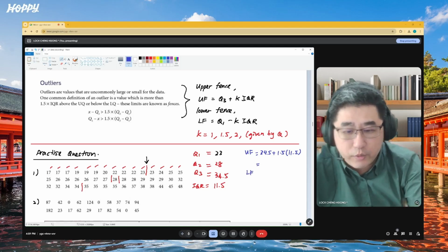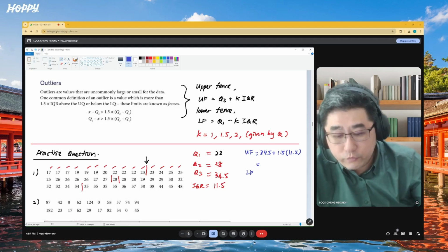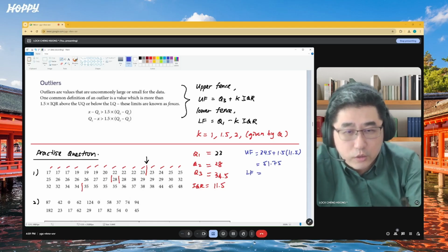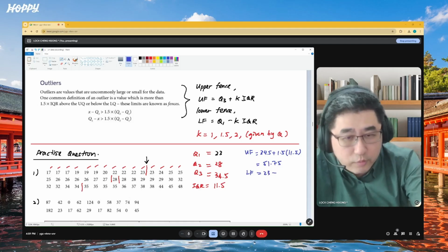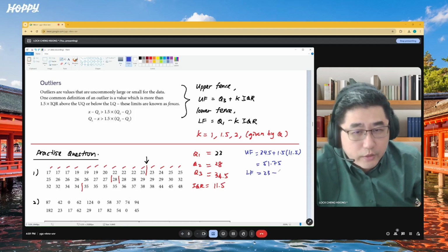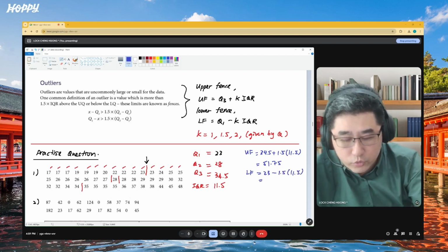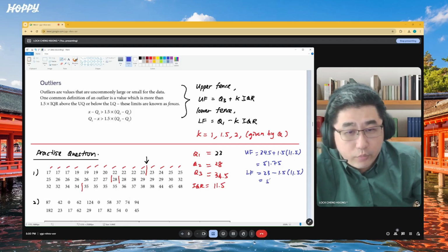So I calculate the number: 11.5 times 1.5 plus 34.5, so I have 51.75. Then the lower fence I will have 23 minus 1.5 of 11.5, following the formula here. So 23 minus 1.5 of 11.5, I'll have 5.75.